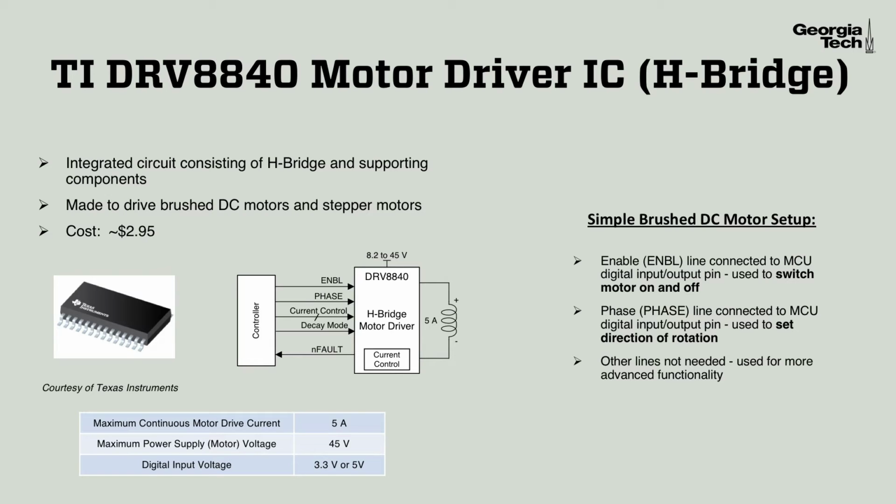Also important to note, some typical specifications for this type of motor driver are shown at the bottom. We have the maximum continuous motor drive current. So that's the maximum continuous current that you can put through this H-bridge to drive your motor. So if our motor is going to continuously draw less than 5 amps in operation, well, that's fine. If it's going to continuously draw more than 5 amps in operation, well, we need to get a different H-bridge. Likewise, we can't power our motor with anything greater than 45 volts. And finally, those digital inputs, the enable and phase lines, should be at either 3.3 volts or 5 volts. It can handle either one, and so you have a lot of flexibility in the microcontroller that you use.